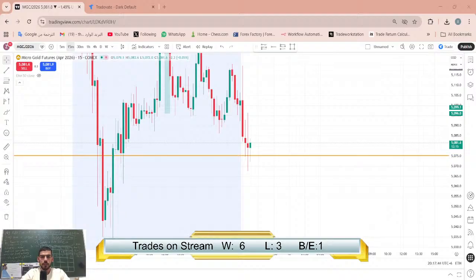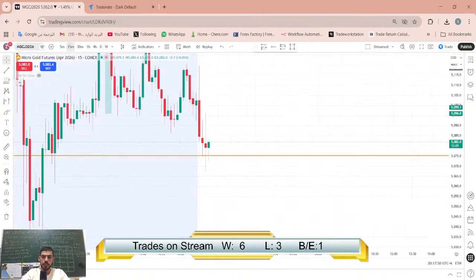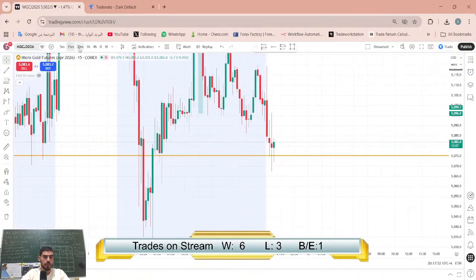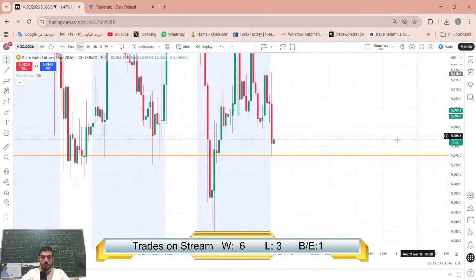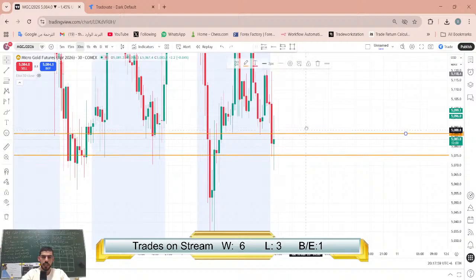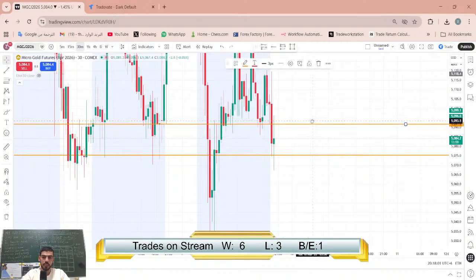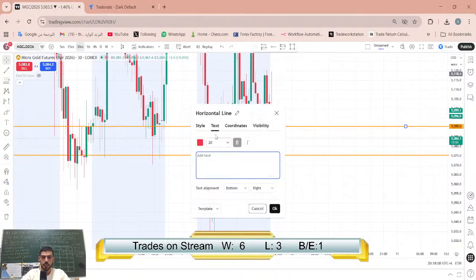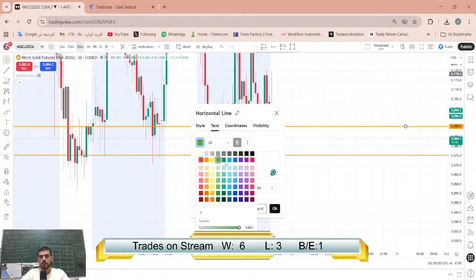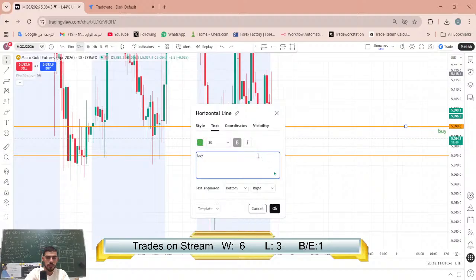So we are just waiting for a support to be formed. Maybe in this 15-minute candle on the 30 minutes, I believe if it created a support, we can anticipate buys. But it should close above this area right here, above this line. So let me write it down to make everything clear. Above.